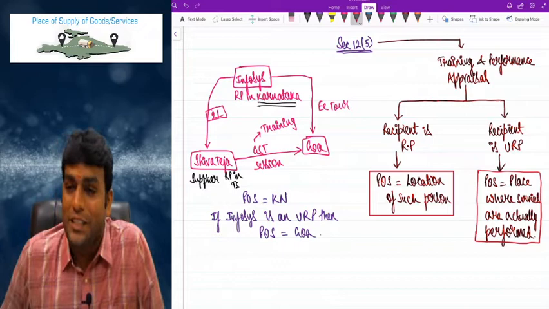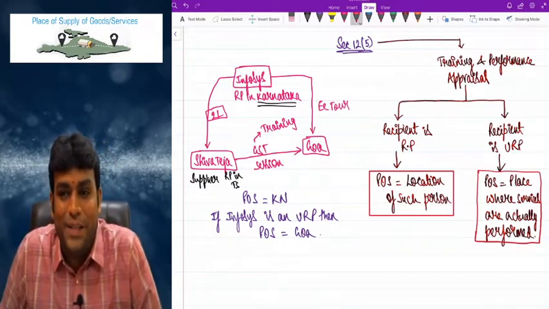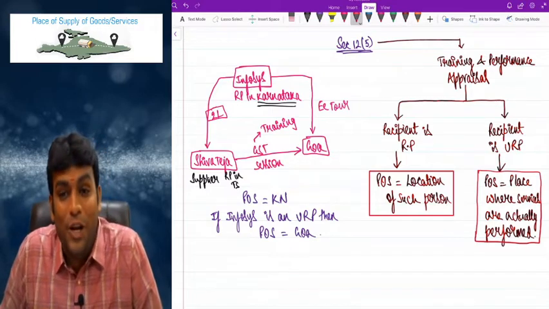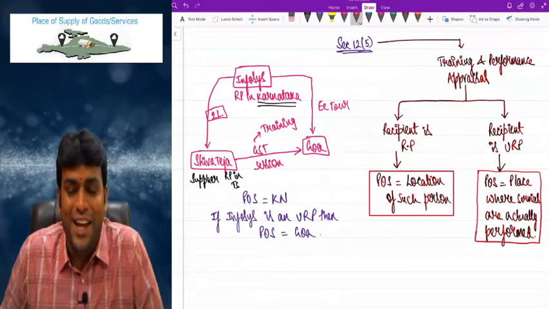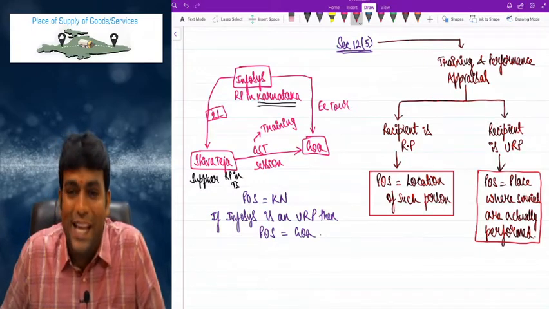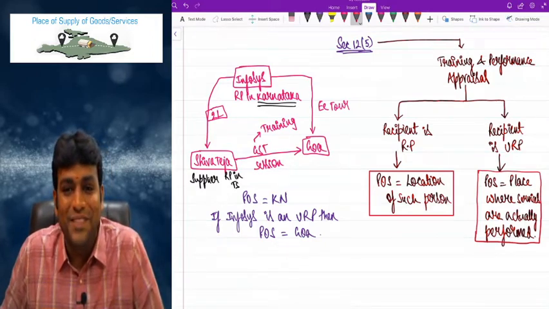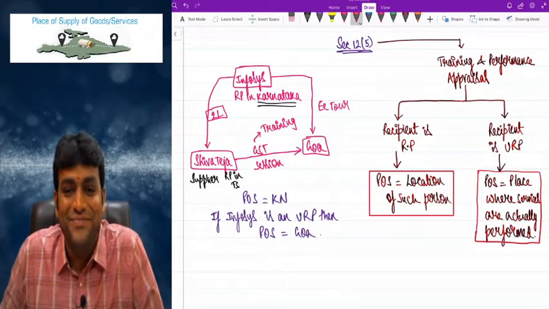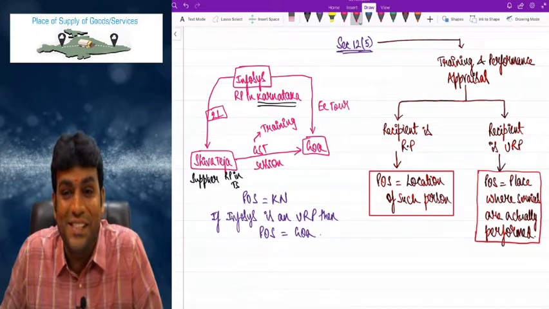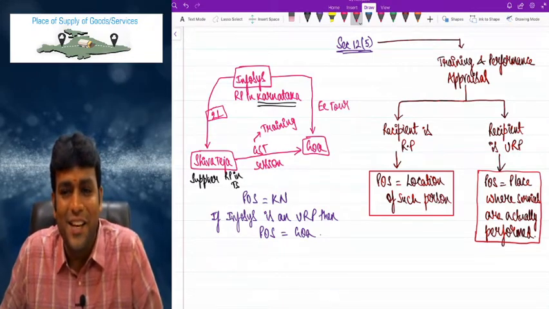12.5 talks about what? Training and performance appraisal, which clearly says if the receiver is a registered person, then place of supply will be the location of such person. But if the receiver is an unregistered person, then place of supply will be the place where services are actually performed. Very, very interesting point, my dear friends. No doubt about it. Clear, right? Come on, take this. Very important.